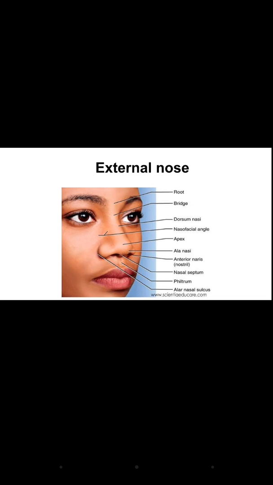Then the ala nasi. Ala nasi are also called wings of the nose, and these are the lower lateral surfaces, and these are shaped by the cartilages. The name of the cartilage is ala. That's why they are called ala nasi. Then there are two openings in the anterior portion. These are called the nostrils. And then the nasal septum. Nasal septum, as you all know, divides the nasal cavity into two parts.